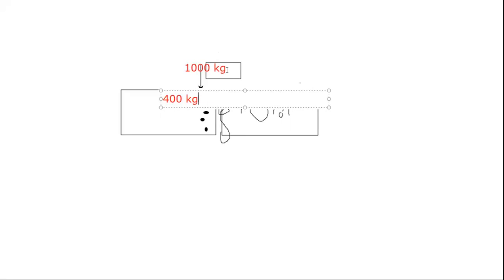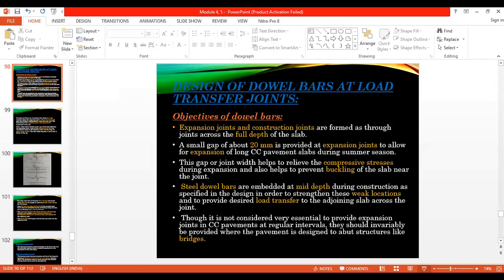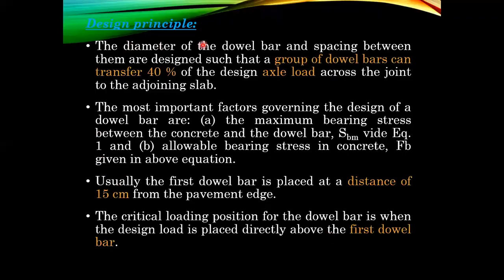Suppose 1000 kg is the load applied on the road. This group of dowel bars will transfer 40% of the total load, or 0.4 times P. The diameter of the dowel bar and the spacing between them are designed such that the group of dowel bars can transfer 40% of the design axle load. Suppose P is the total axle load, 0.4 P is the load transferred through the dowel bars. That is the first point.